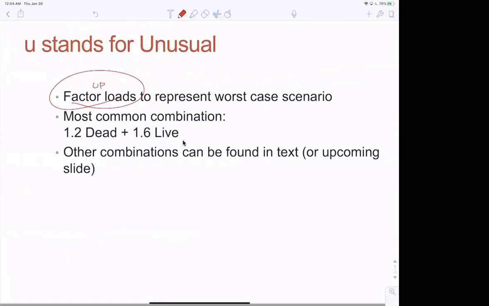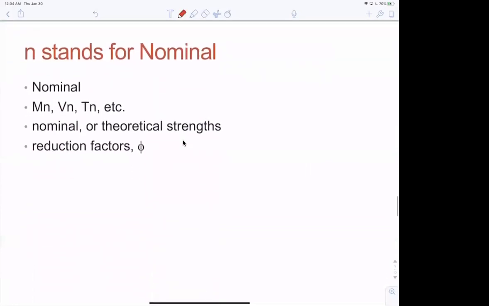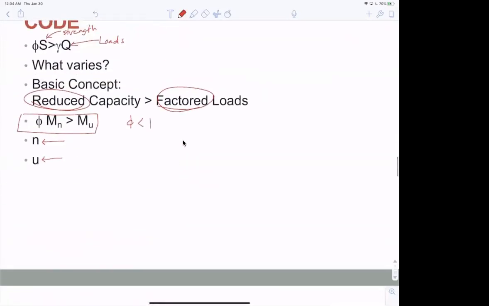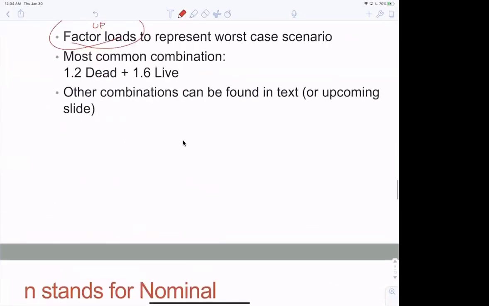There are lots of other combinations. You can find them in any textbook. You learn about them in your structural analysis course, and of course, I'll have them on upcoming slides. Now, N and U, so we're talking about the two letters, remember? U stands for unusual.